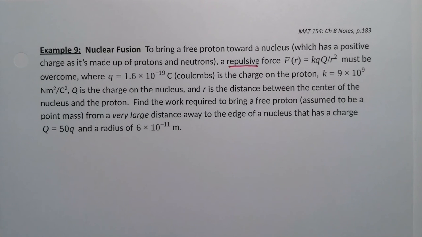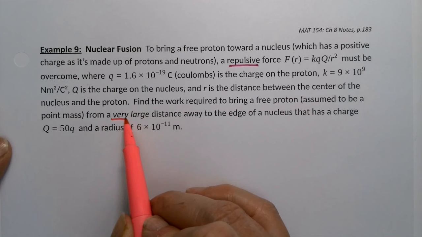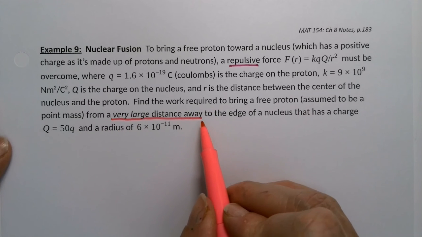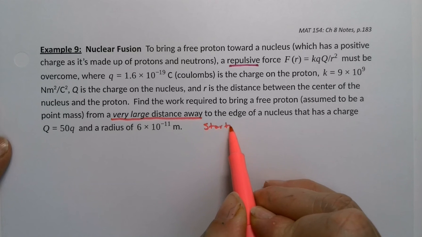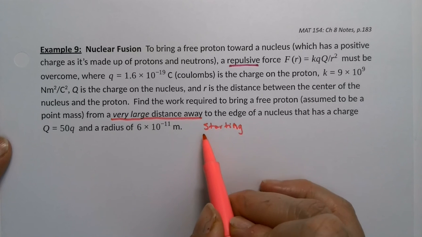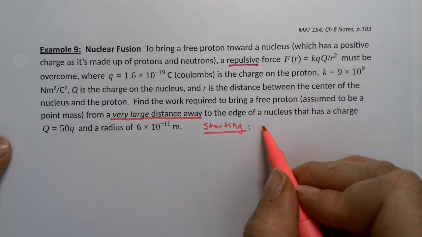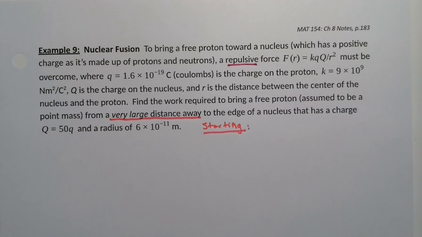It's a repulsive force. Okay, so find the work required to bring a free proton, assumed to be a point mass, from a very large distance away to the edge of a nucleus that has a charge of Q equals 50q and a radius of 6 times 10 to the negative 11th meters. Did you catch that? It starts at a really far distance away. And then we're talking about r. r is our variable here, so we have to make a note of that.